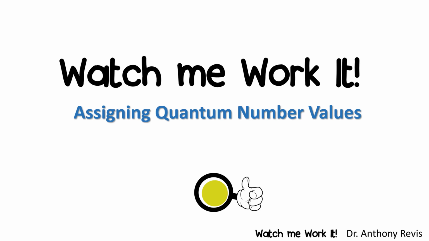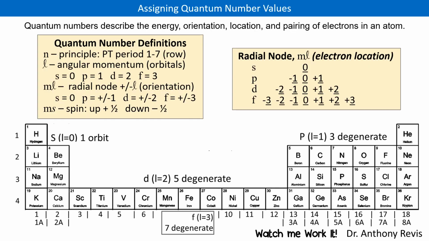Assigning quantum number values. Watch me work it. Quantum numbers describe the energy, orientation, location, and pairing of electrons in an atom, in an element. In other words, it's a way of describing what's happening to electrons within an element or an atom. And it's described using four numbers.